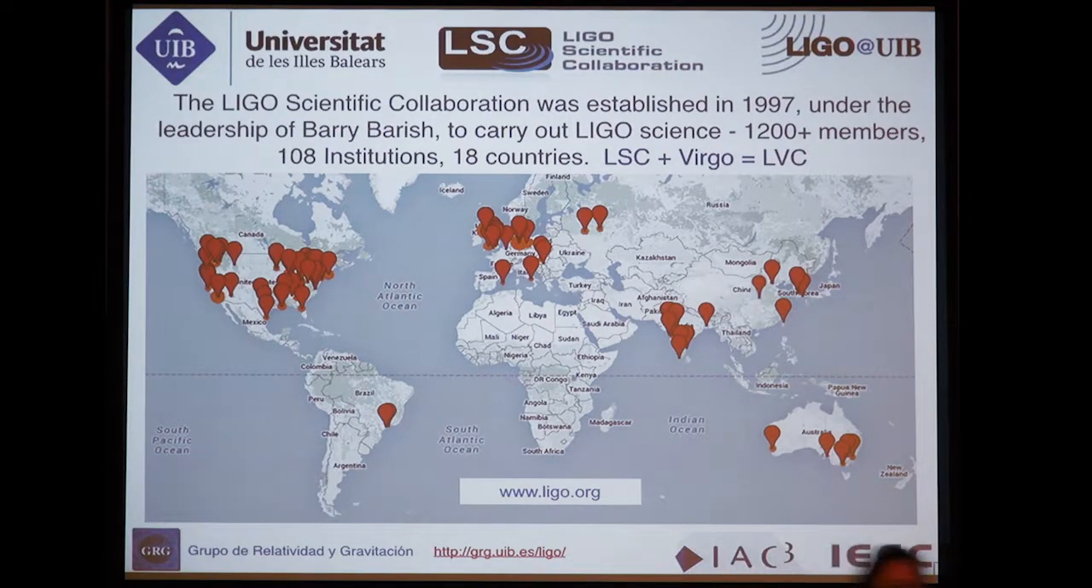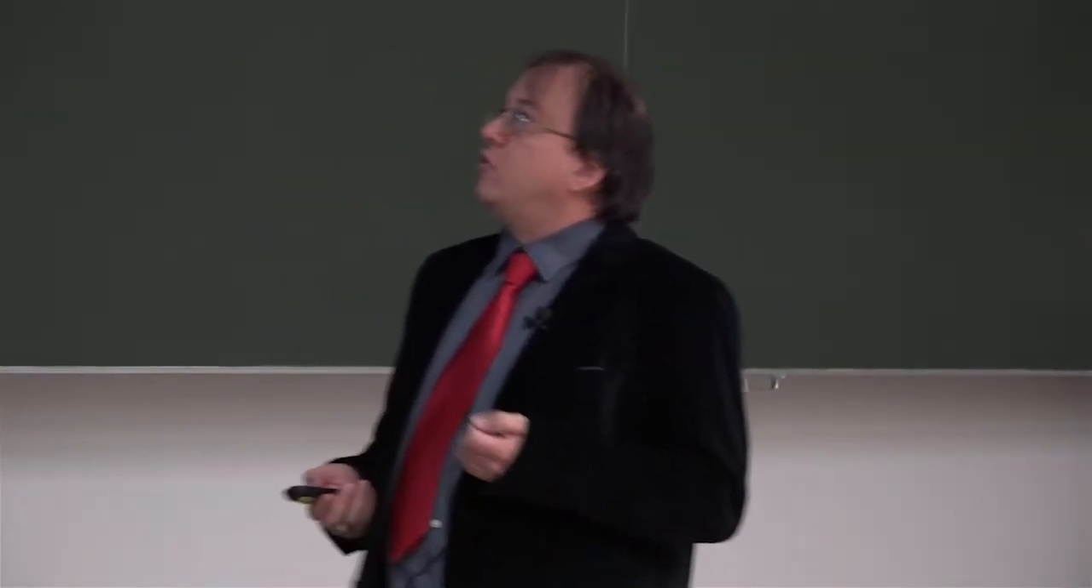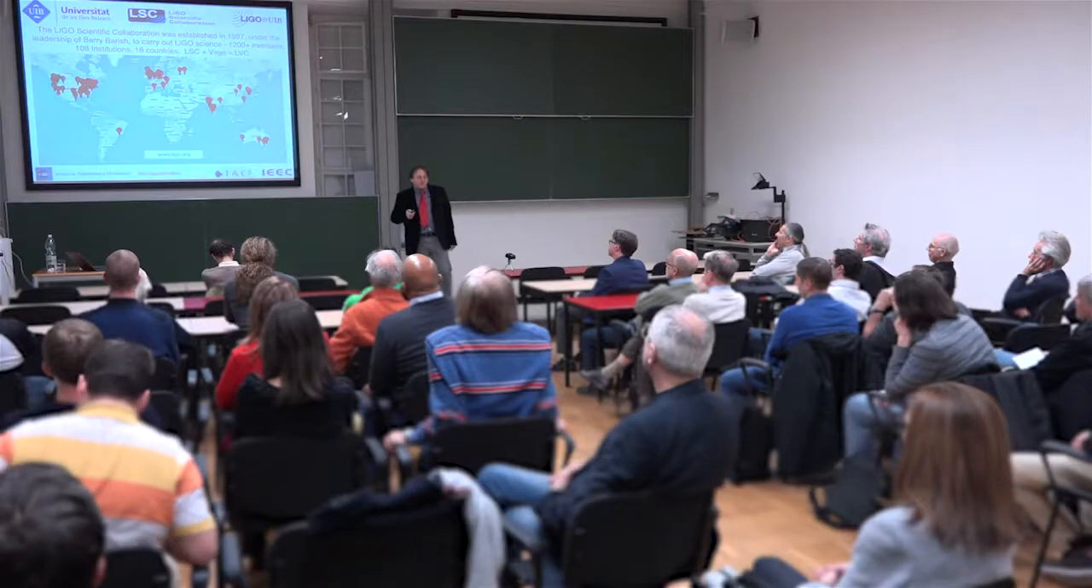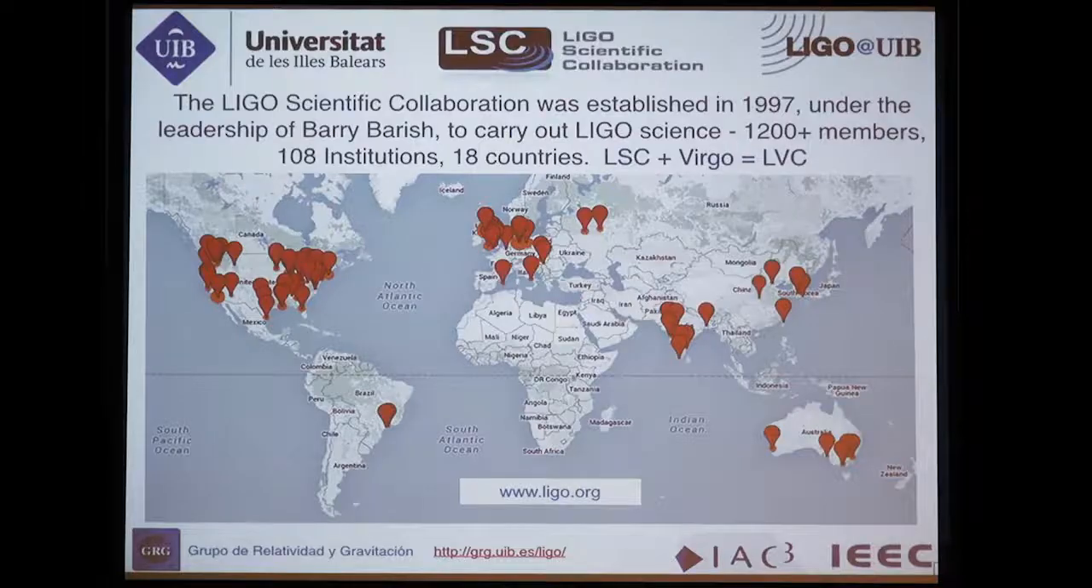You don't just need detectors. You also need lots of people to develop and run different algorithms that find these signals in the data and that help you identify what the sources could have been. For this reason, the LIGO Scientific Collaboration was established in 1997 under the leadership of Barry Barish, who got a Nobel Prize for this last week. It now has more than 1,200 members, more than 100 institutions in 18 countries. And this little tiny dot in Mallorca, this is us.